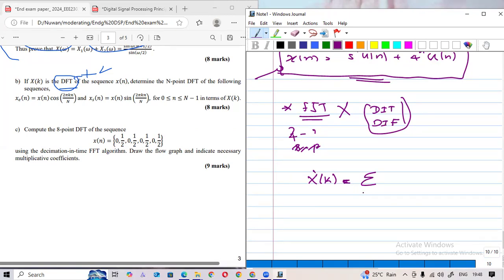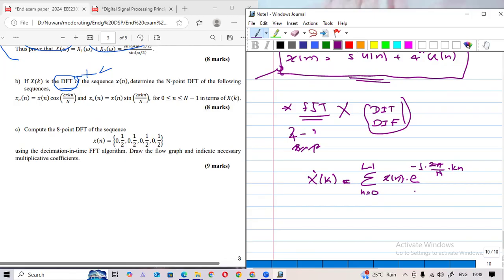sigma n from 0 to L minus 1. Maybe you can remember this. L minus 1, x[n] e to the power minus j 2π divided by N kn. This is the identity you need to use.